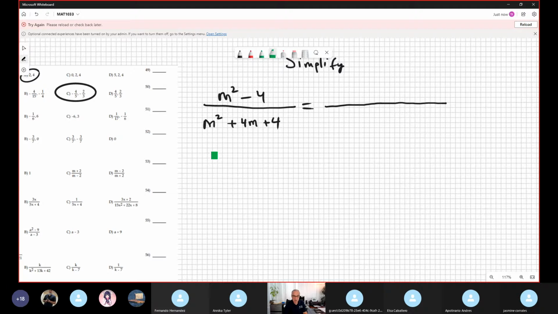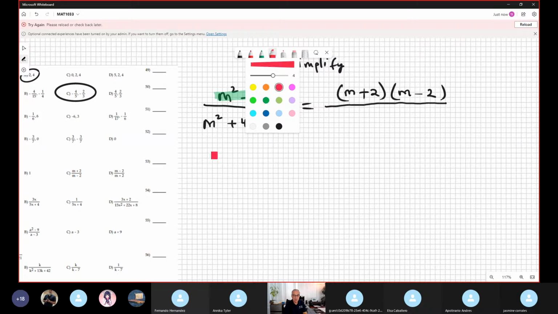So you focus on this expression. I realize, oh, it's a difference of squares. For a difference of squares, I open two parentheses, the square root of m squared is m, and the square root of 4 is 2, with plus and minus. Done. I did the factorization of the binomial on top.